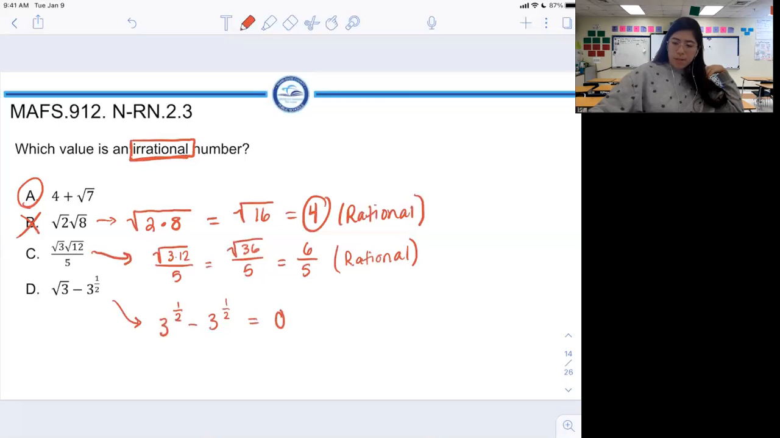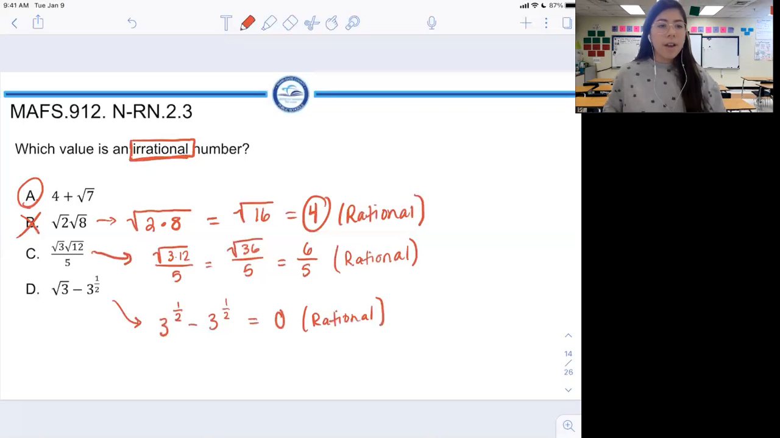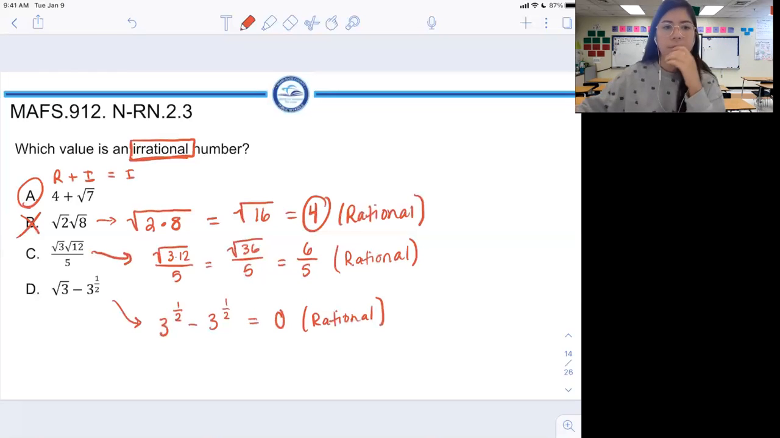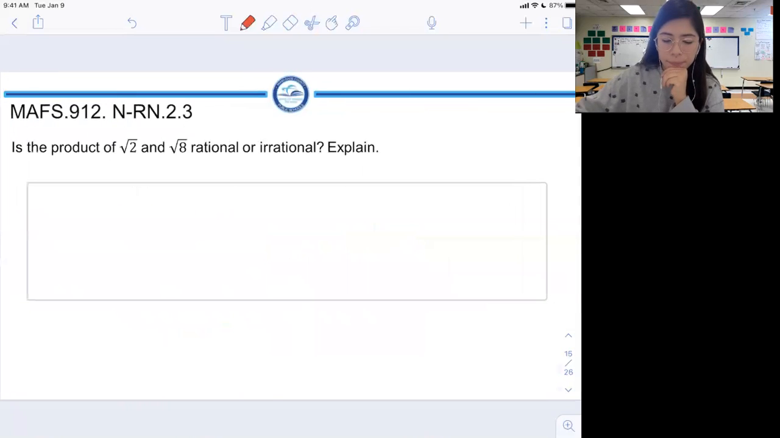0. And we already know that's rational. Okay, so A is the only one that gives me an irrational number, and that's because I'm taking a rational. So 4 is rational. Rational plus irrational will always be irrational.